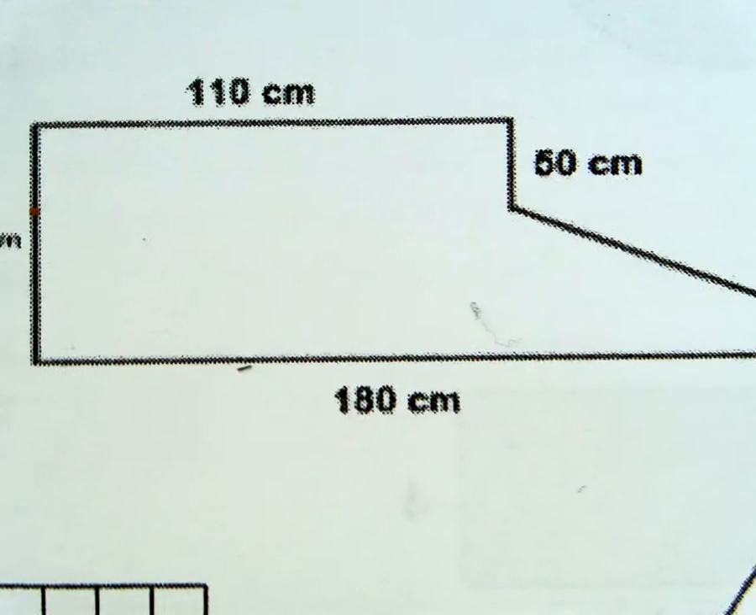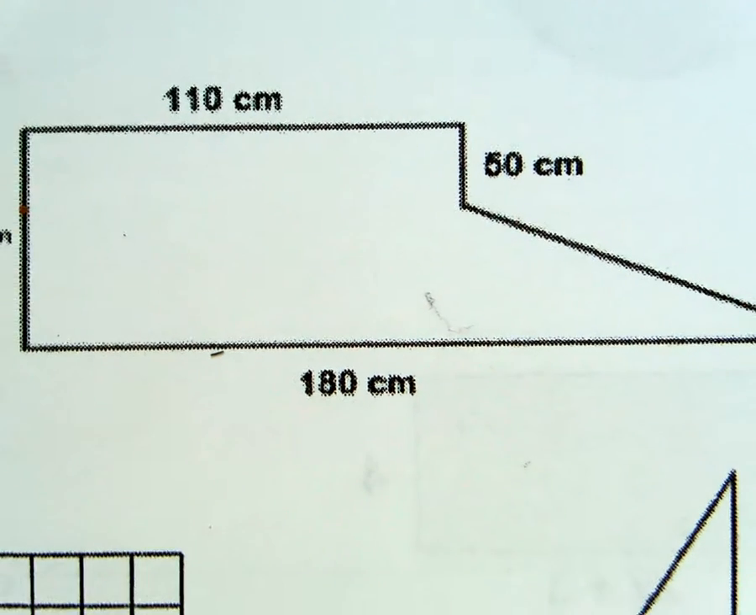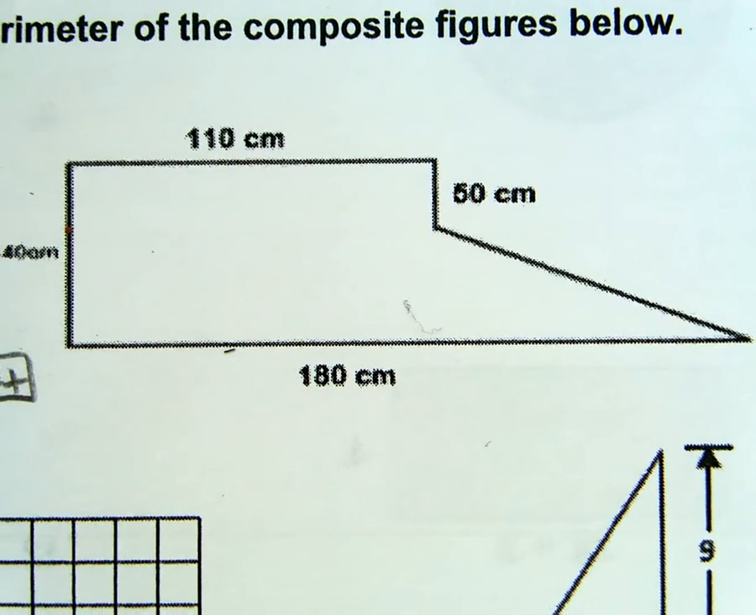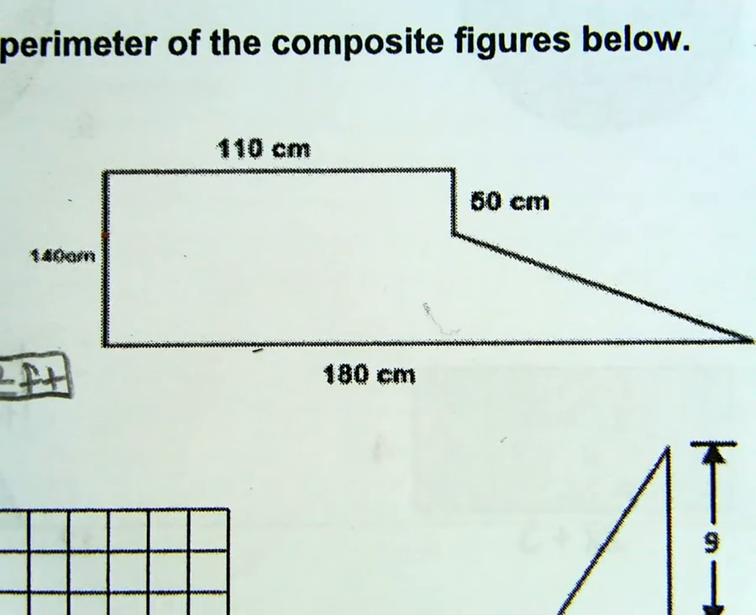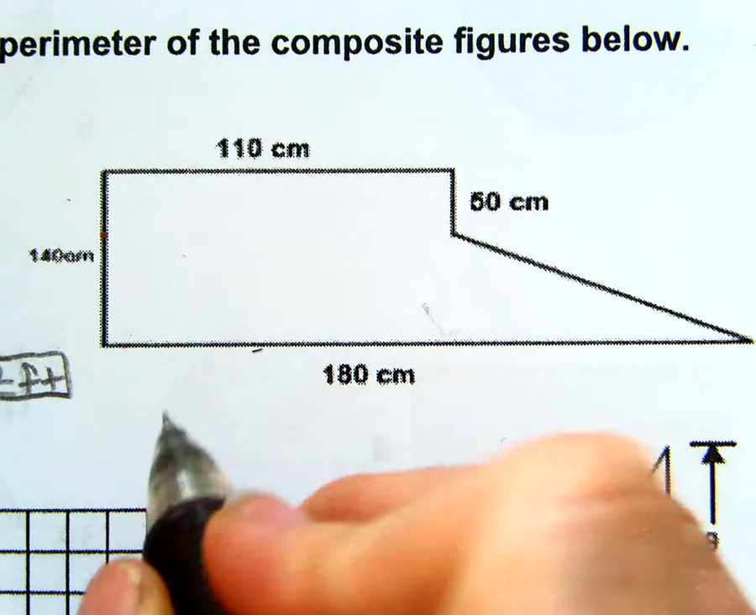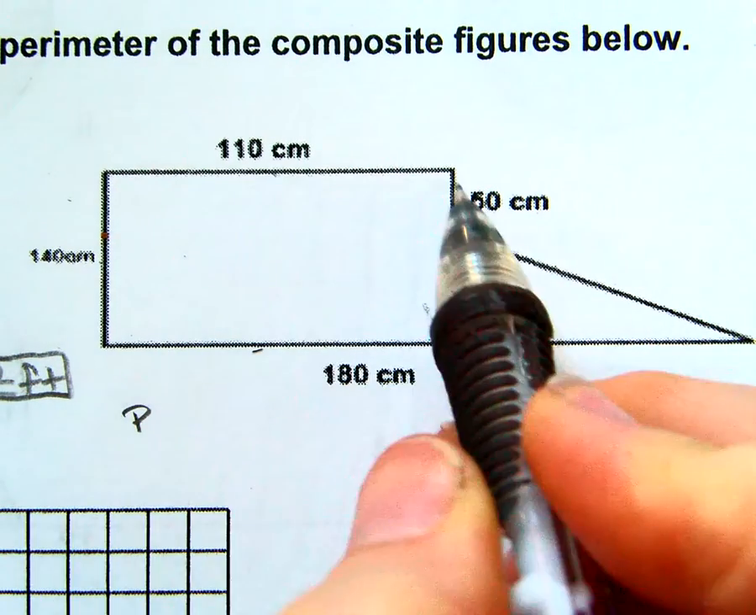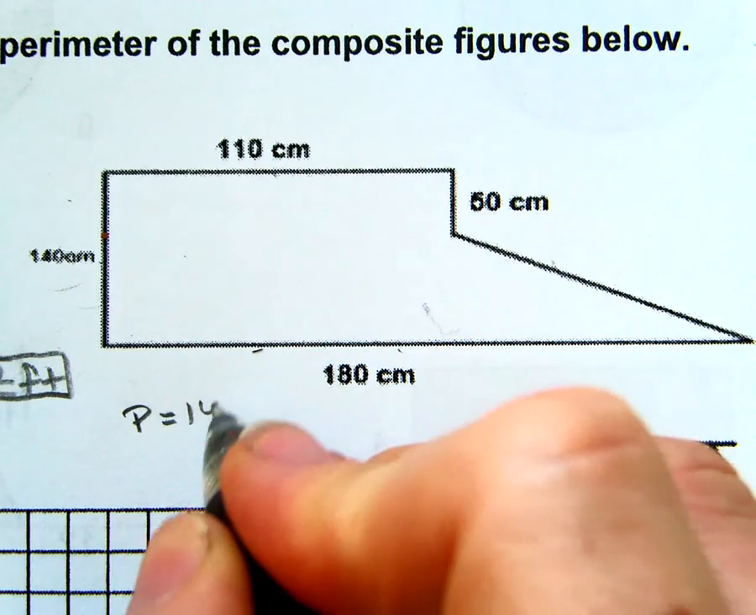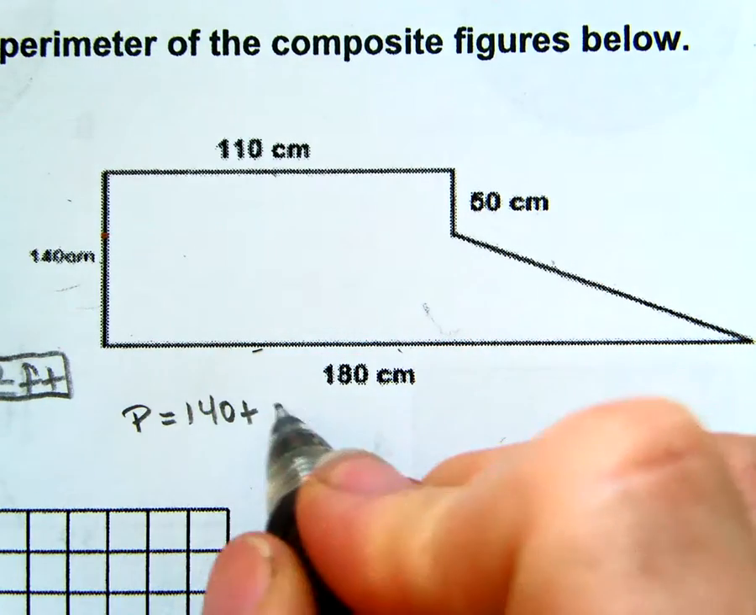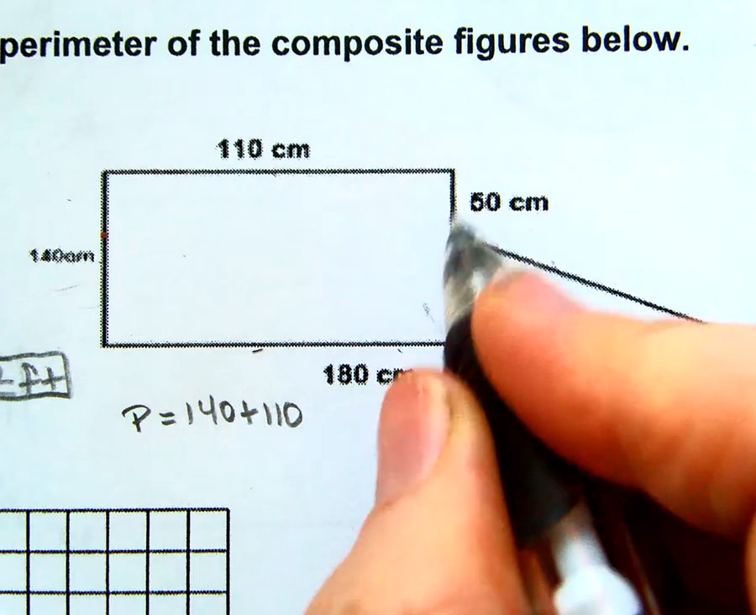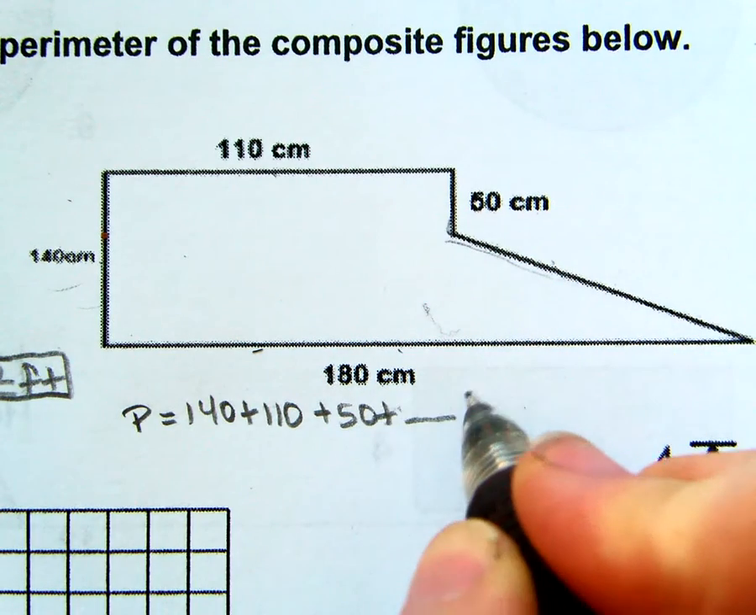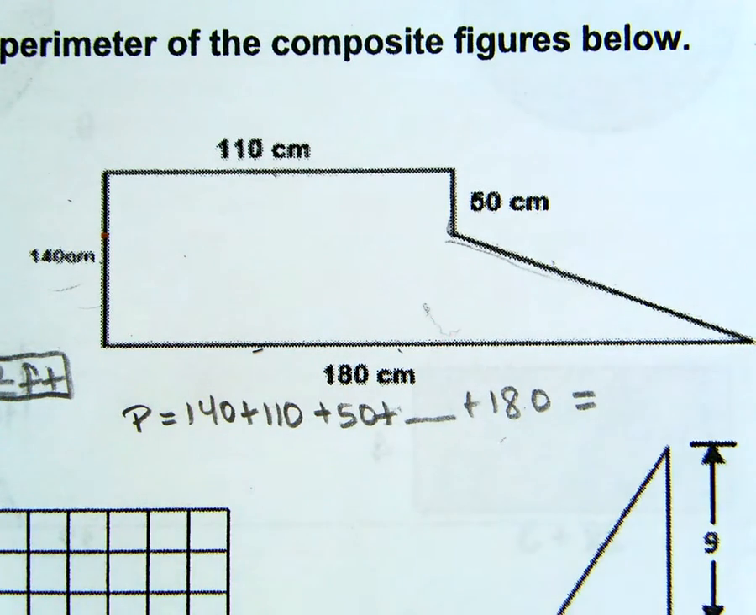Let's look at the next one, which has a triangle. I need to zoom out just a little bit here. So, there we go. With this picture, if we start with perimeter, we're going to be adding 1, 2, 3, 4, 5 numbers. Okay. I know this one, it's 140. I know this one, it's 110. This little piece right here is 50. I don't know this, so I might have to find that. And then I know 180. And then I'll be able to find my perimeter.